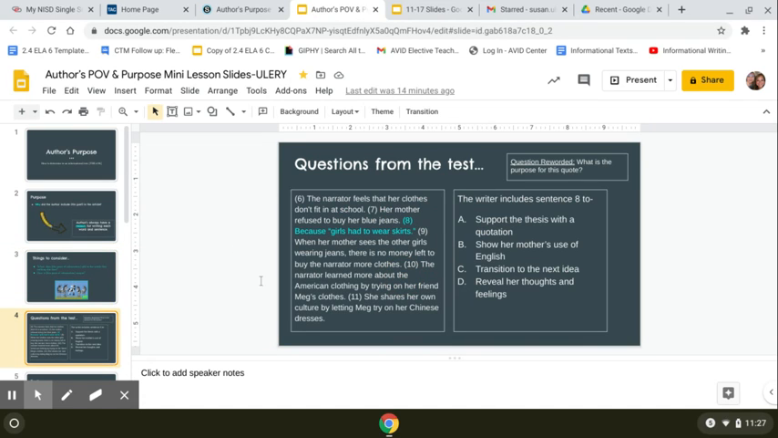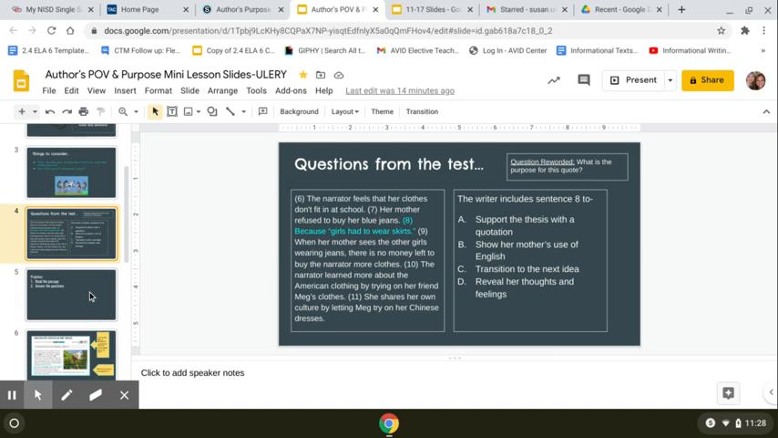Okay, so you have an example here, a small little excerpt that you need to read, and then you have a sample question. Okay, the writer includes sentence 8. Please pay attention to the highlighted blue sentence in order for you to answer the questions. Now, one tip I want to give you is please, of course, read all of your answer choices, but look at the way the words in the beginning of each answer start. So is it to support? Is it to show? Is it to transition or to reveal? A lot of times, just by really focusing in on those keywords in your answers, that should hopefully help you try to find the correct answer.